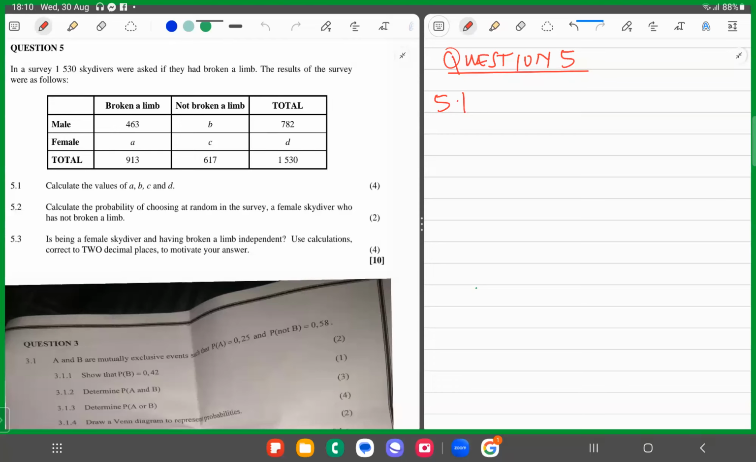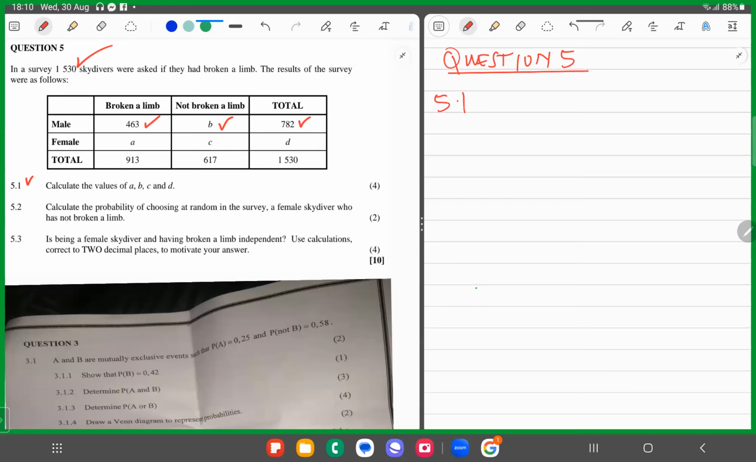For instance, we're going to look at question 5. In a survey of 1530 skydivers, they were asked if they had a broken limb. The results of the survey were as follows. The males with a broken limb were 463. Not a broken limb were B. The total was 782, and so on. Now, question 5.1 says calculate the values of A, B, C, and D.